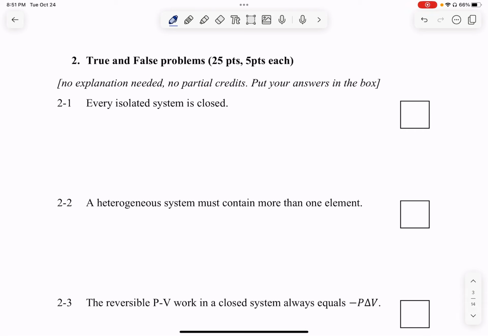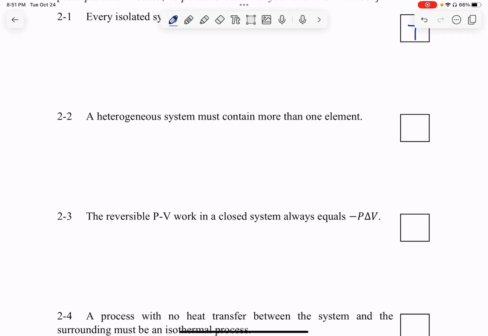Okay. Moving on, 2 to 1: every isolated system is closed. So this one is correct. Remember, isolated means no matter or heat exchange between the system and the surroundings, whereas a closed system only requires no material exchange. A homogeneous system must contain more than one element. So this one is false. Remember our ice water example, right? We can have both ice and water. And similarly, you can imagine something like liquid nitrogen and gas nitrogen in coexistence.